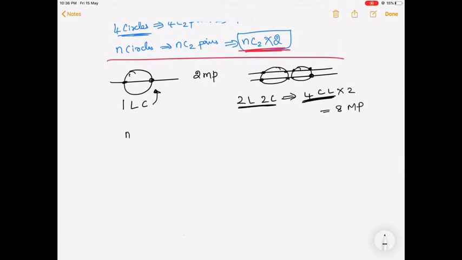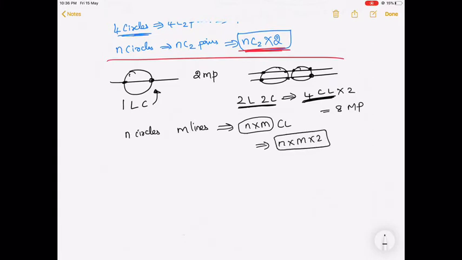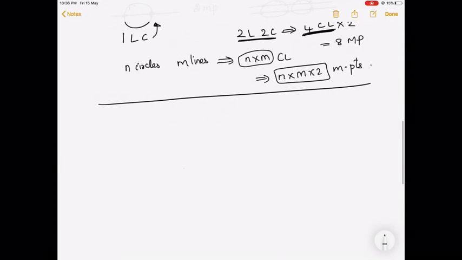So if there are n circles and m straight lines, there will be n into m circle-line combinations, and for each circle-line combination there will be 2 meeting points. So totally n into m into 2 meeting points will be there, if I have to generalize it. Now let's take a small example.